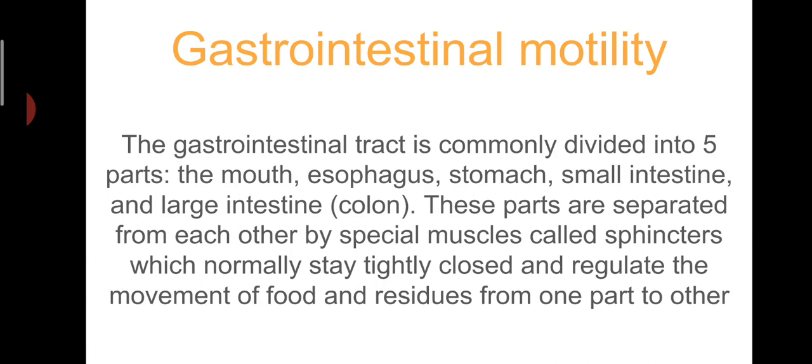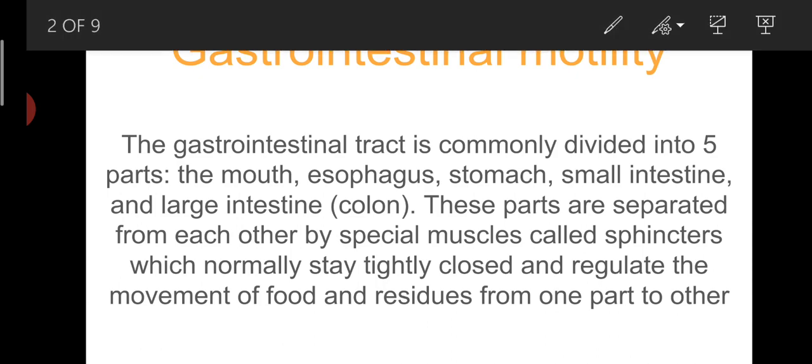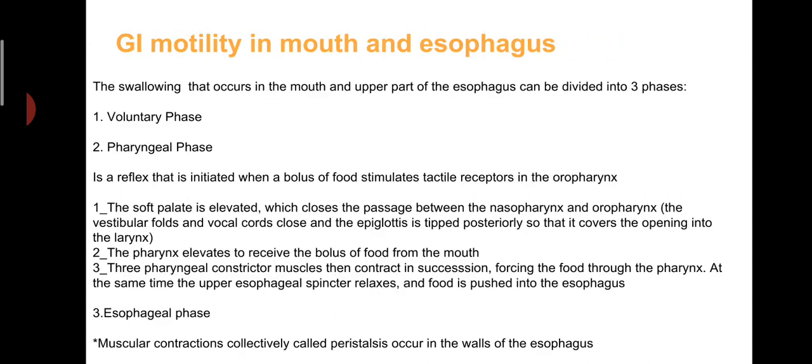Each part of the gastrointestinal tract has a unique function to perform in digestion. So let's start with motility in the mouth and the esophagus. The swallowing that occurs in the mouth and the upper part of the esophagus can be divided into 3 phases. Voluntary phase: a bolus, or mass of food, is formed in the mouth. This mass of food is pushed by the tongue against the hard palate, forcing the bolus towards the posterior part of the mouth and into the oropharynx.